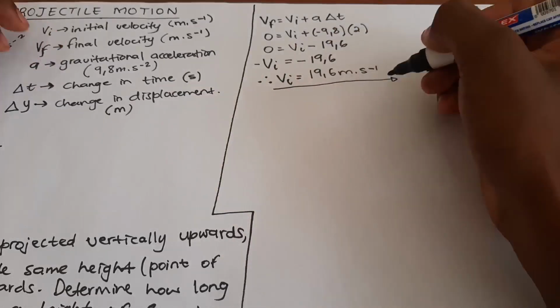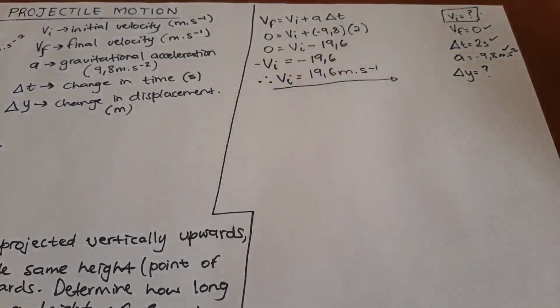Okay, so these are marks, guys. These are marks for calculating the initial velocity, the very first thing that you have to calculate.